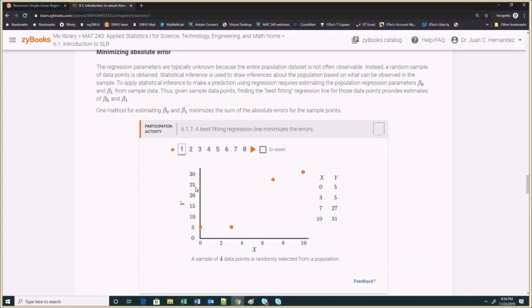The concept of regression equation is quite simple, and the idea is to minimize the absolute error of predictions. And so how do we do that? Well, this participation activity 6.1.7 does a good job of displaying that. So here are 4 data points. So they're given right here as well.